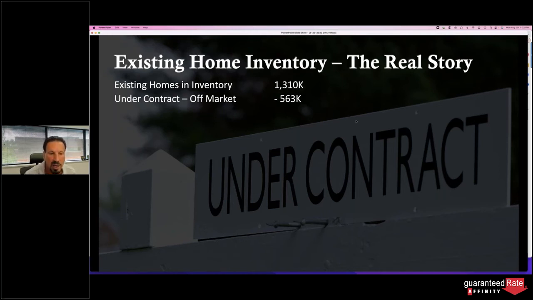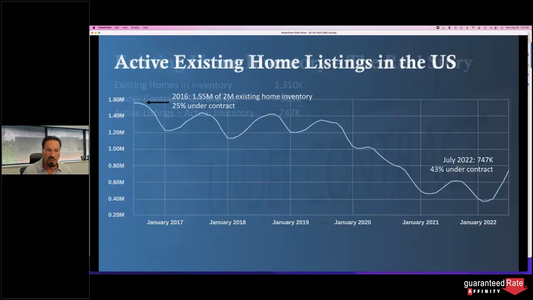So when you take a look at actual inventory, active listings, it's only 747,000. I mean, this is a country of 340 million people, and we only have 747,000 homes in inventory. It's crazy. And this gives you an idea of what that looks like. Here's 2016, 17, 18. Again, you see what normal markets look like. Then you had COVID, and here's where we are right now, very low inventory. So while it is building, it is still way below. In a normal market, 25% of the homes in inventory are under contract. Today, it's very strong, 43%.